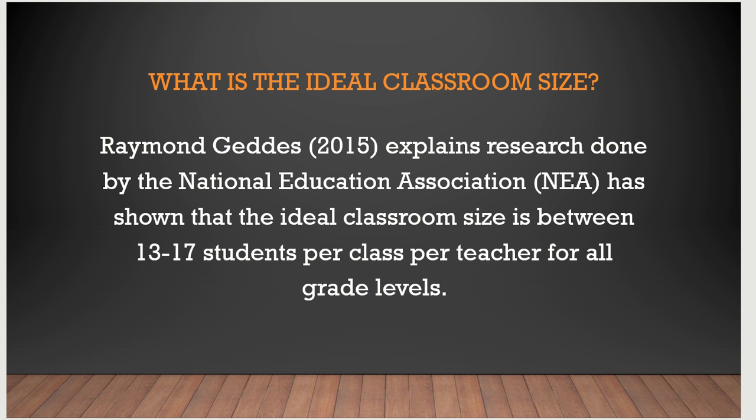The ideal classroom size is anywhere between 13 and 17 students. The closer we get to 13, the better. So ideally, we're on the lower end of those numbers, and that's for just about all grade levels. Smaller classroom size gives the teacher the opportunity to really individualize lesson plans, to really get to know their students, and to help them find success.